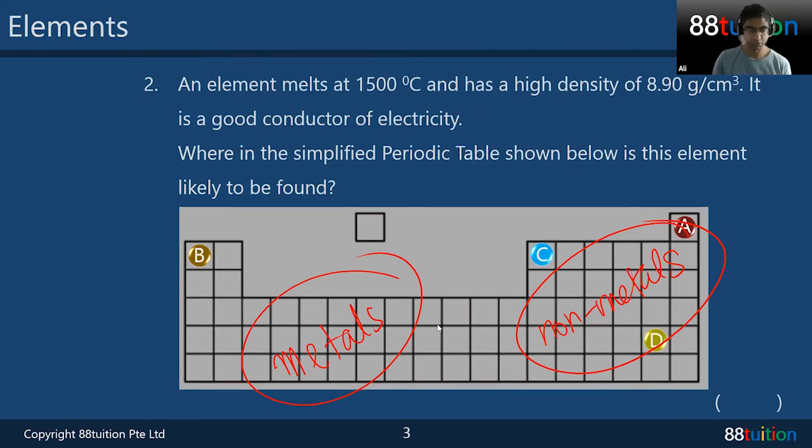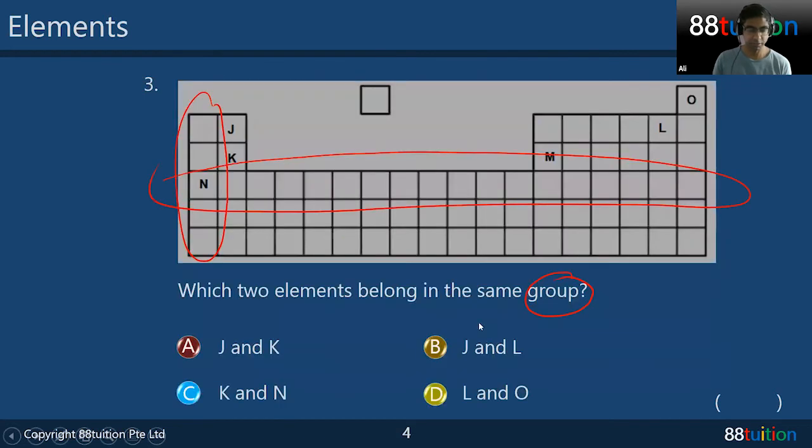Okay, let's do question 3. Question 3 is, which two elements belong in the same group? So in order to know which is the same group, this is a periodic table, which has a lot of elements missing. What does an actual periodic table look like?